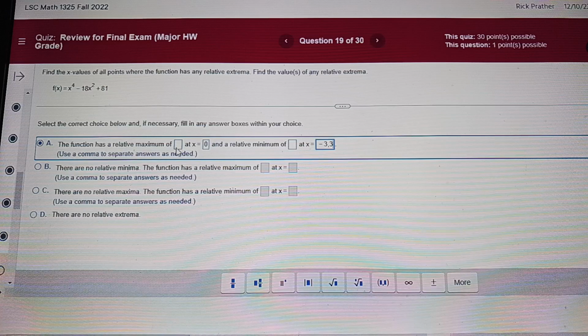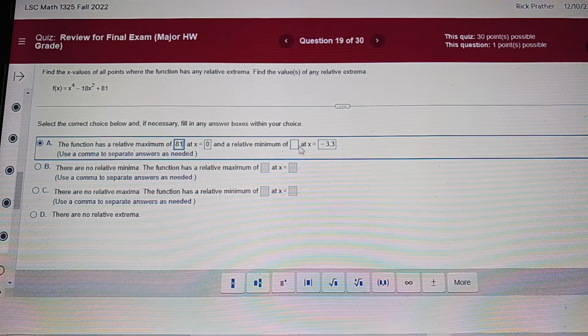Now they want the actual y values of all these 3 spots as well. That's when you plug back into the original function. The y values of the extrema are from the original function, not from the derivative function. In fact, if we plug these 3 things into the derivative function, we would get 0 for all 3 of them because they were the critical numbers. So it wouldn't make sense to plug them into the derivative function anyway. So plugging 0 in is very easy because all this disappears and you would just get 81.